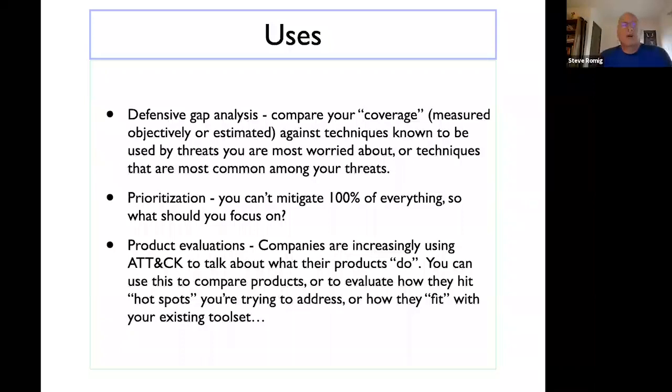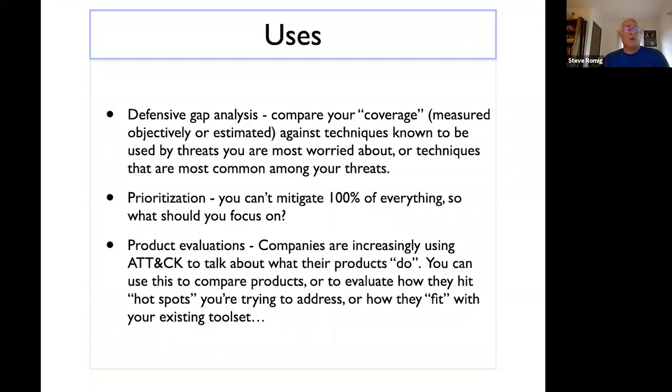And once we've gone that far, we can do a defensive gap analysis where we compare our coverage, whether we're measuring that objectively or subjectively, and whether we're looking at the mitigations that we have in place or detections or both. And we can compare that against the techniques that are used by threats, the groups or the malware categories like ransomware that we're most concerned about. And I'll show you a visualization of what that might look like here in a minute.